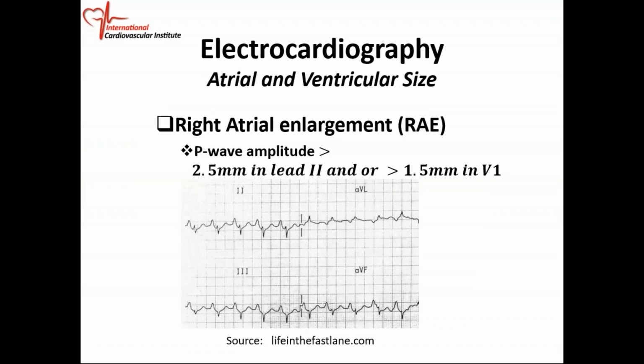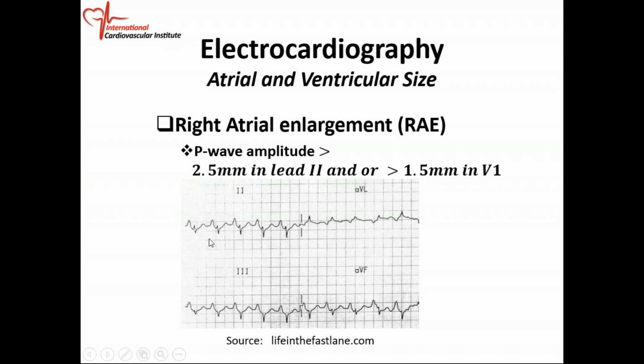Now for right atrial enlargement, you look also in the inferior leads, but the most common lead we use is lead 2, and you look at the height. So you usually get giant P waves, big P waves. So if you're looking at lead 2, and now we're talking about the height, not a biphasic wave, but the height of the P wave, if it's more than 2.5 millimeters, then you will have right atrial enlargement.